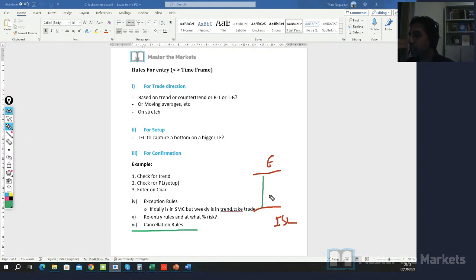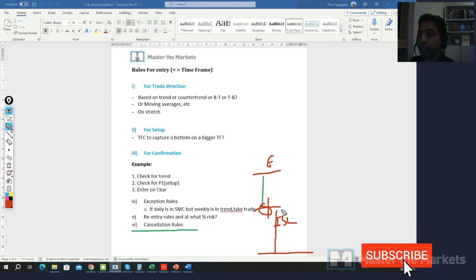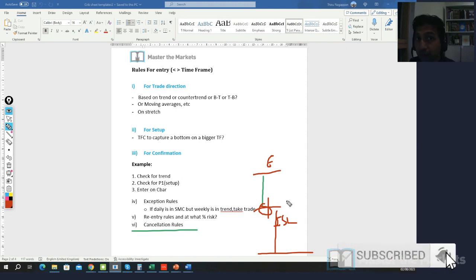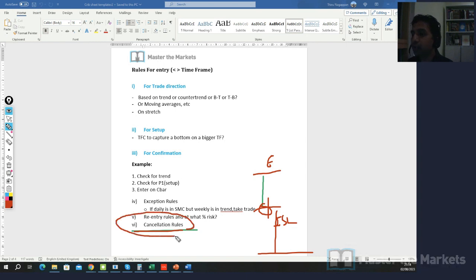Now, for example, if it didn't trigger you, and then after that it just went down 2 bars further down, is that when you're going to cancel it using time? Or is it just based on technical level you're going to cancel it? Or is it just when it's no longer valid in trend anymore, you're going to cancel it? What is it going to be? So all that needs to be in this subsection on cancellation rules.